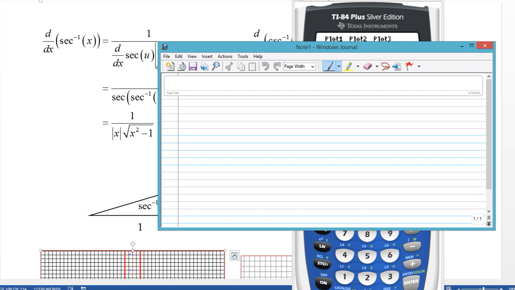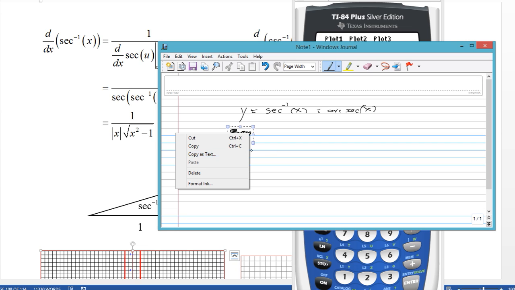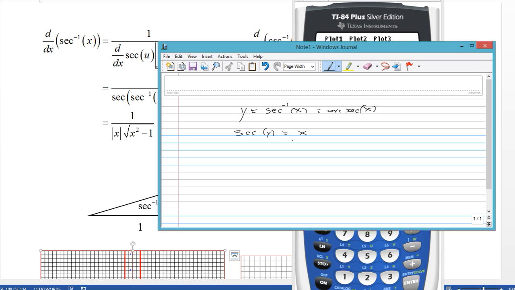Okay, so maybe remind you something from your algebra class or trig class. If y equals inverse secant of x, or better written as arc secant of x, then we know that the secant of y is x.